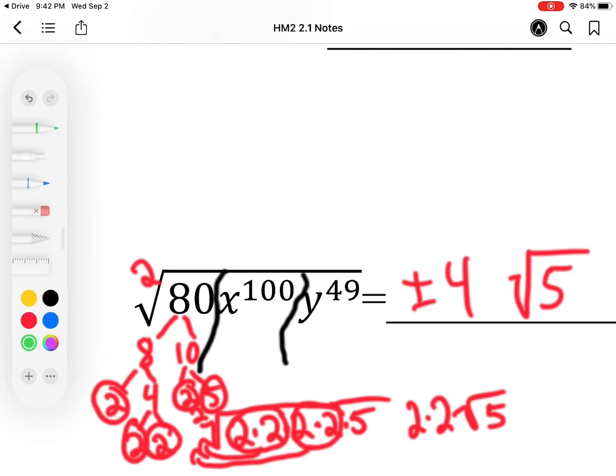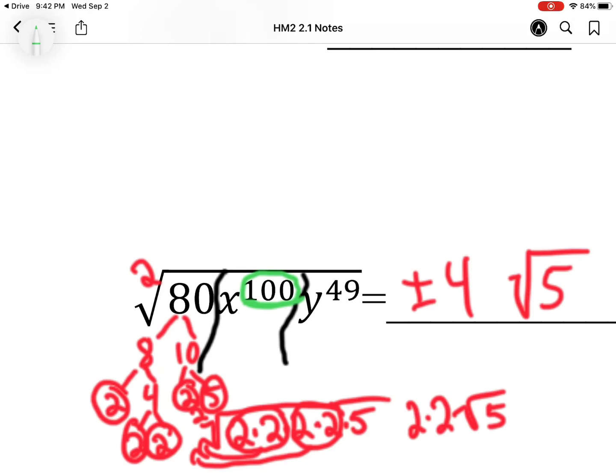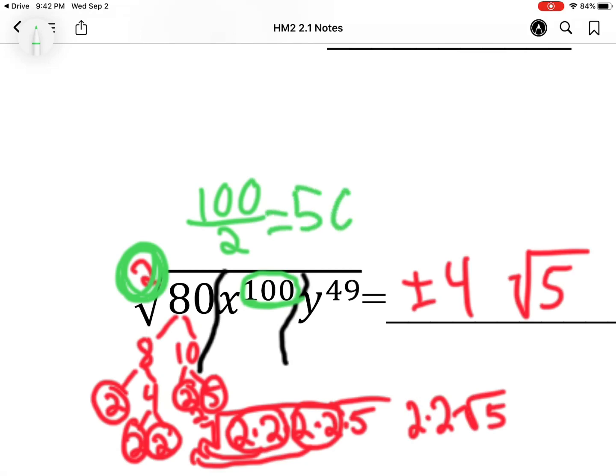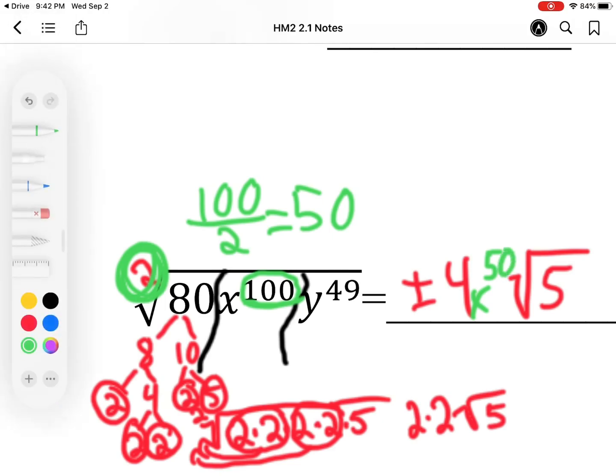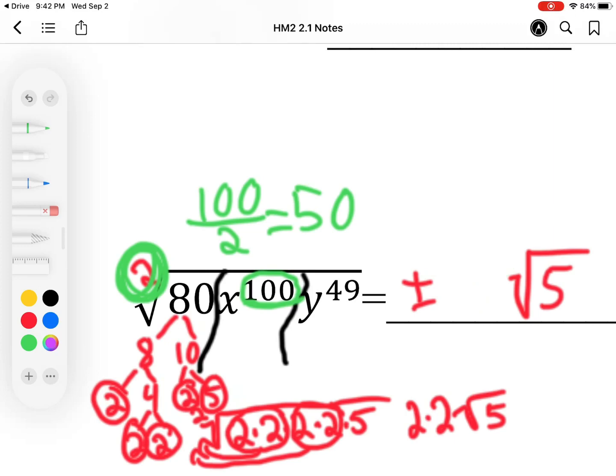Now, what in the world with these variables? So we have an even exponent. Because it's even and our index is even, we can do 100 divided by our index, which is 50. So that means there's going to be 50 x's on the outside. Let me move those things over in a second. So we had 4, and we had x to the 50. And that's all of them.